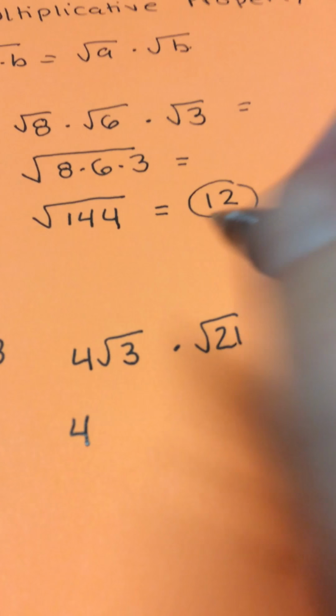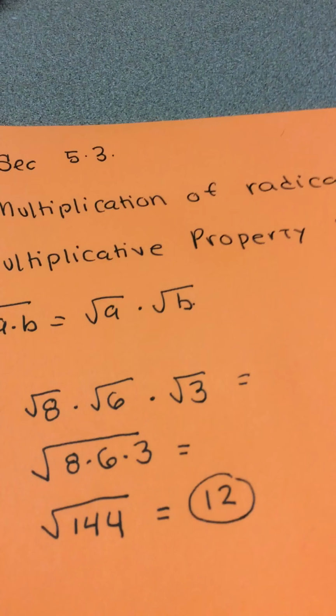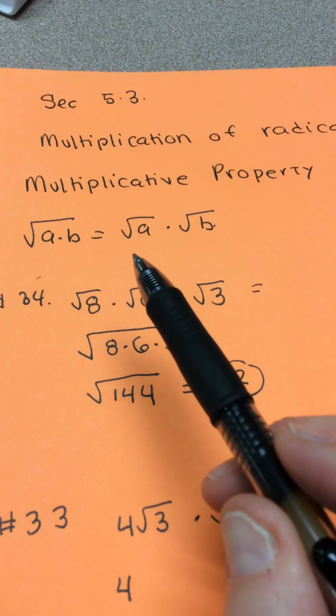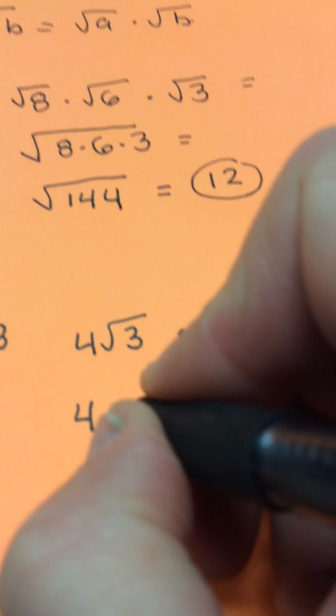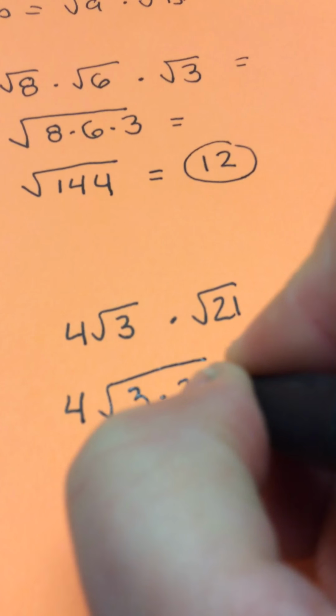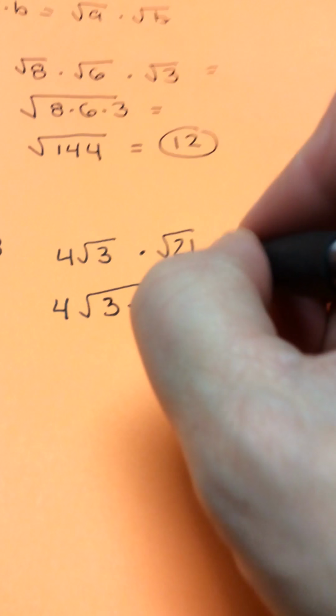But I'm going to use the property that I have the square root of a times the square root of b. The multiplicative property says that I can put them under one square root sign. So that's what I'm going to do. Now we have 4 times the square root of 3 times 21. Well, I know that 21 has factors of 3 times 7. Now I have the square root of 4 times 3 times 3, which is 9, times 7.